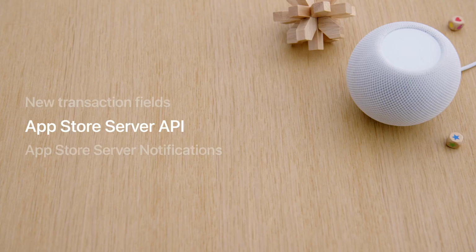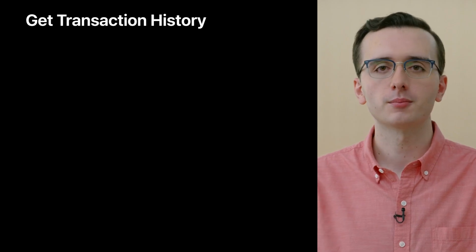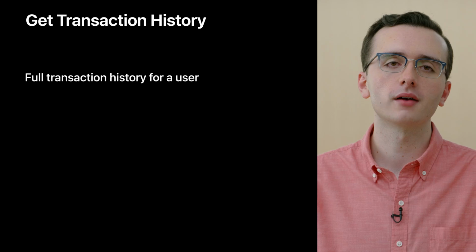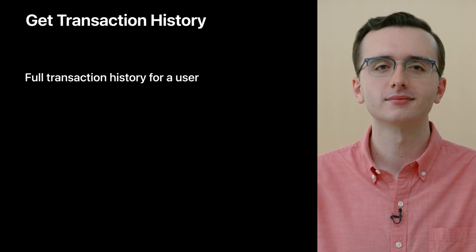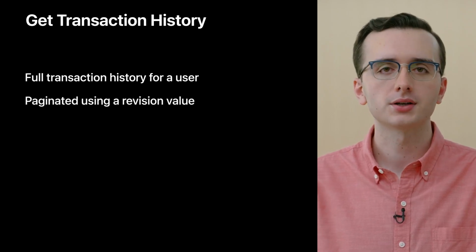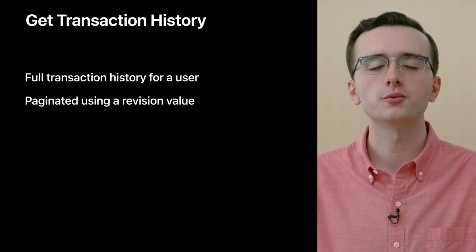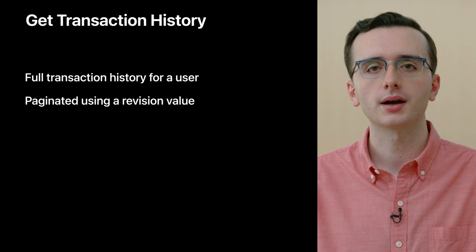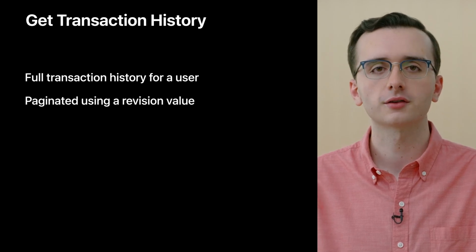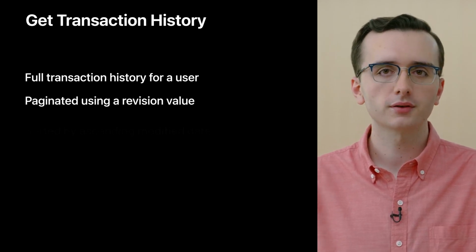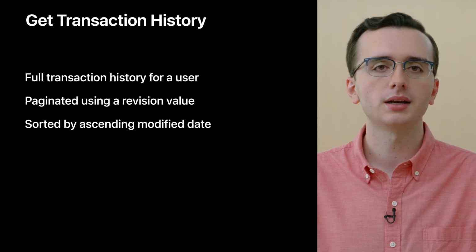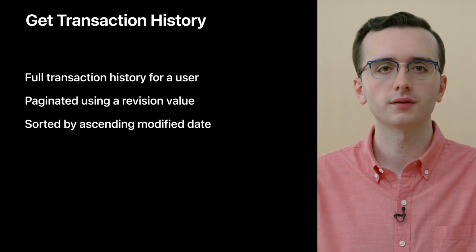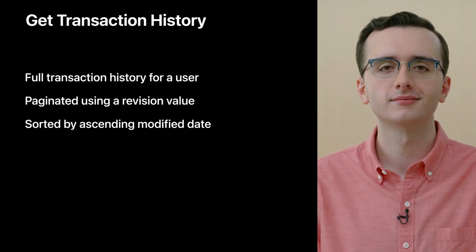Now, let's move on to some convenient new enhancements to the Get Transaction History endpoint. With the Get Transaction History endpoint, you can fetch the full history of a user's purchases in your app. The endpoint response is paginated, so you can process this data in reasonable chunks. Each response contains a revision token that you provide in the next request in order to get the next page. And the pages are sorted by modified date, meaning each subsequent page contains transactions that are more recently modified.